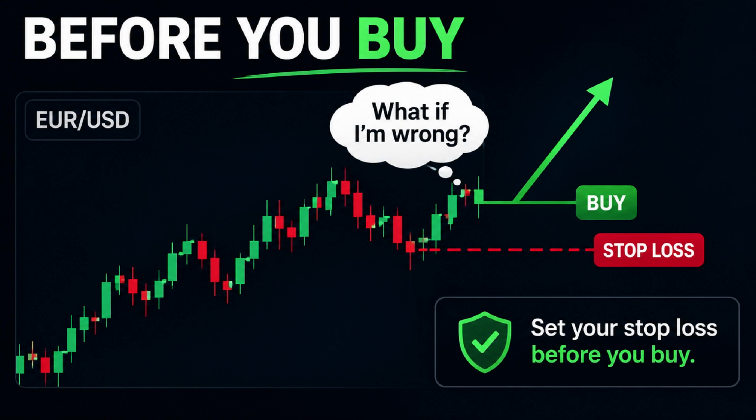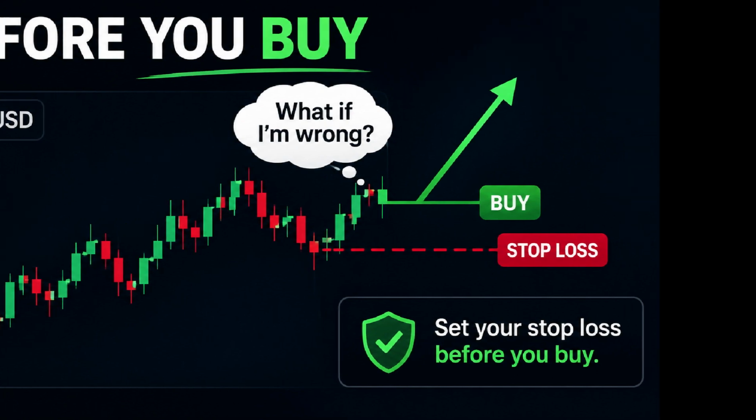Now let's see how a stop loss works in a real trading situation. Imagine you've analyzed the euro to US dollar currency pair and believe the price is likely to rise. You're ready to place a buy trade. But before you click buy, you stop and ask yourself one important question: what if I'm wrong? You study the chart and identify the price that would tell you your trading idea is no longer valid. Before opening the trade, you place your stop loss at that level. Now your trade is live.